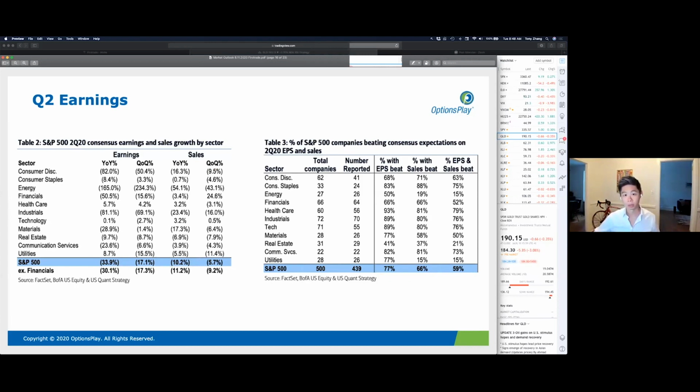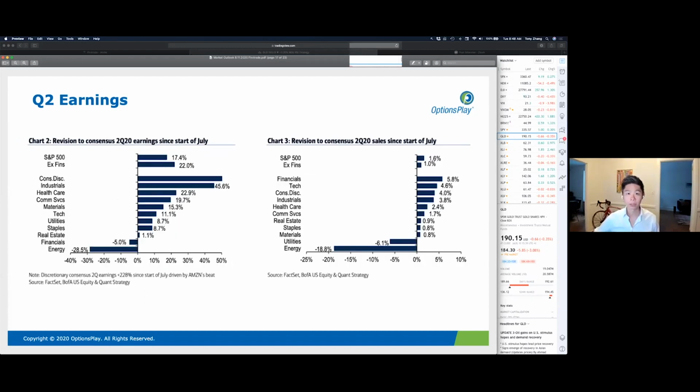For earnings to be down 33% but trading at all-time highs, that is obviously the two don't match up. We're seeing this across the board in terms of estimate revisions for both sales and earnings. As you can see, the vast number of sectors are seeing positive revisions in terms of earnings per share, as well as in terms of sales.